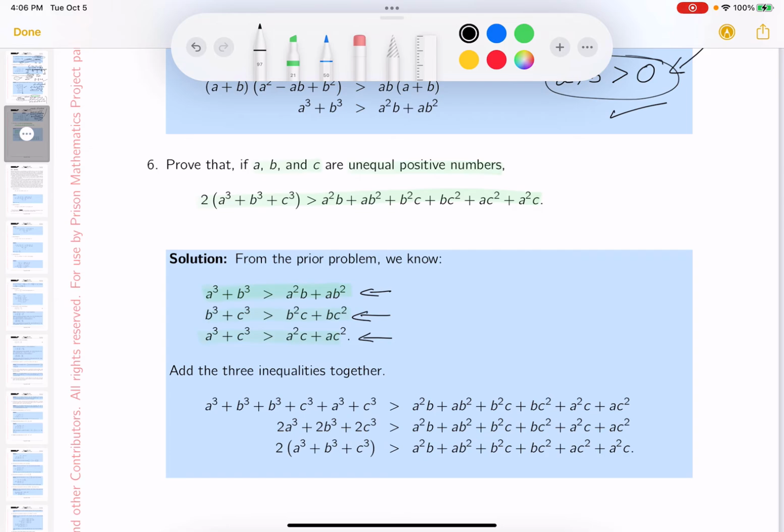Then what did I do? I add those three together. You can add inequalities together without any effect whatsoever. Let me write that down for you. So if you did that, what do you get? I'm going to write this down. You'd get 2A cubed. I want to point out where that's coming from right here. You would get 2B cubed. You would get 2C cubed.